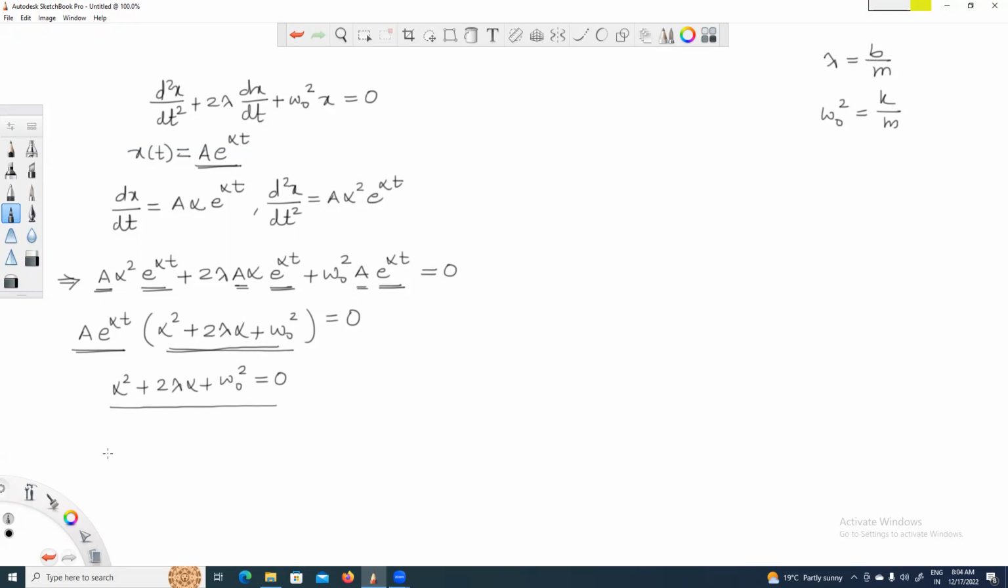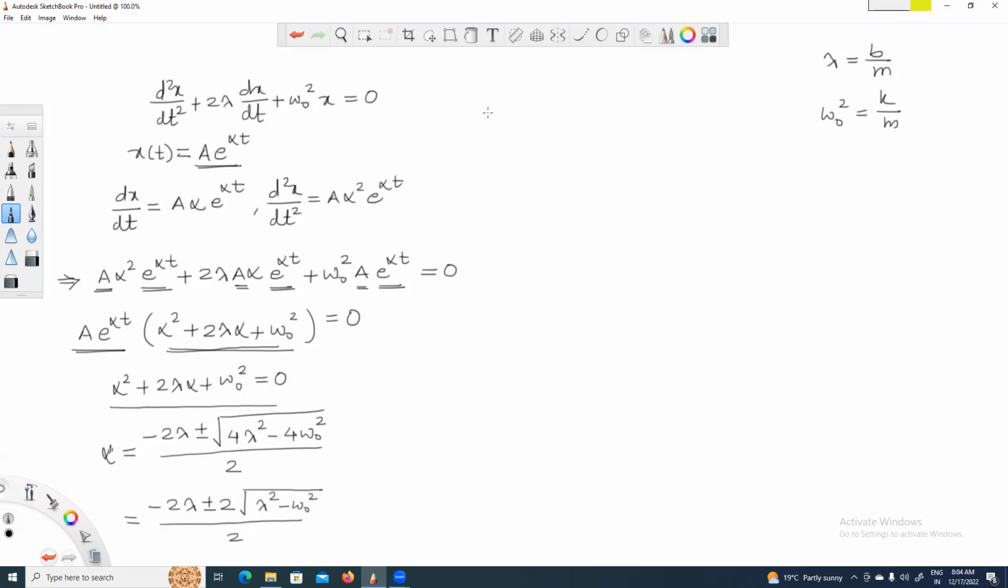By using the formula method, we know the solution of this quadratic equation. So alpha equals minus 2 lambda plus minus square root of b square, which is 4 lambda square minus 4ac, minus 4 omega naught square, divided by 2a. Divided by 2 is simply 2. So what we get here? Minus 2 lambda plus minus, take 4 common out of the square root, so it would be 2 inside square root, lambda square minus omega naught square, over 2.